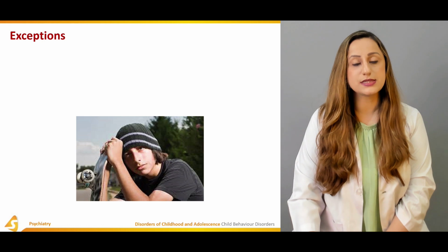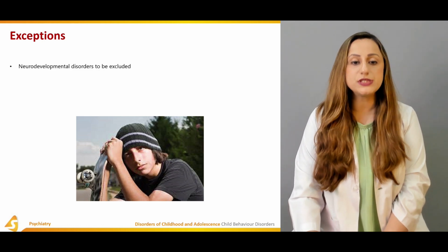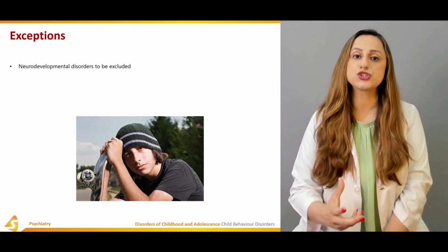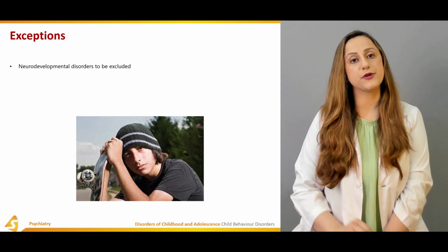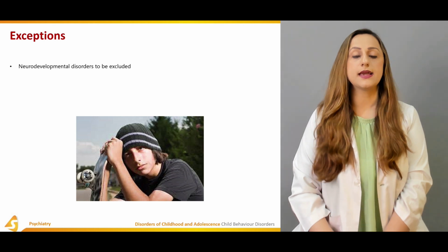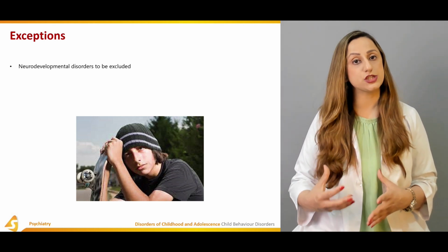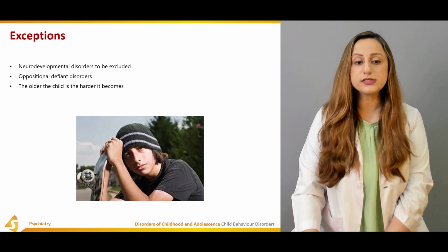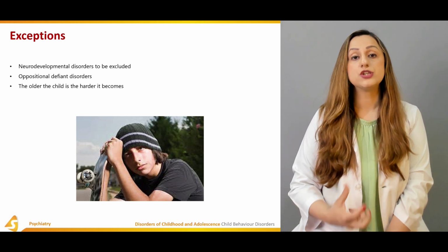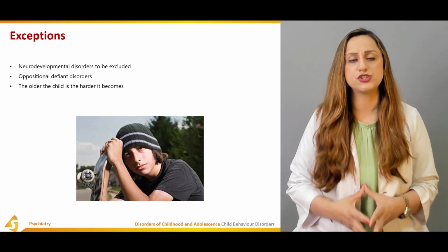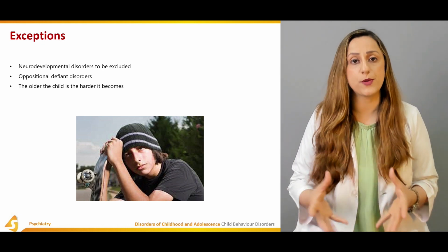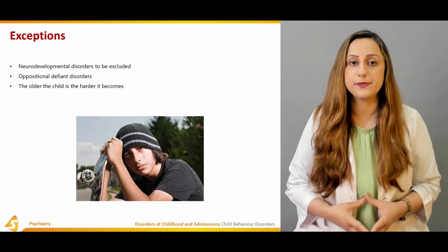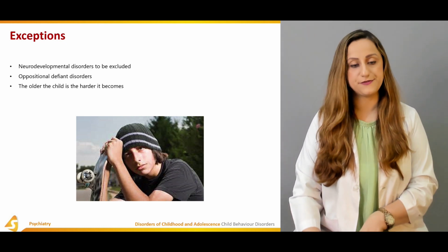The exceptions that we should consider while we are treating these patients are the neurodevelopmental disorders. They should be excluded first of all when you start the treatment, because that is going to raise the expectation level. If you don't know that the child is suffering from some sort of neurodevelopmental disorder, the expectations of the parents would be different and the expectations of the clinician would be different. Oppositional defiant disorders should be excluded as well. And the older the child, the harder it is to get the behavior changed or molded in a more appropriate manner. So one should keep in mind the age of the child, and we should also consider the neurodevelopmental disorders as well as the oppositional defiant disorders.